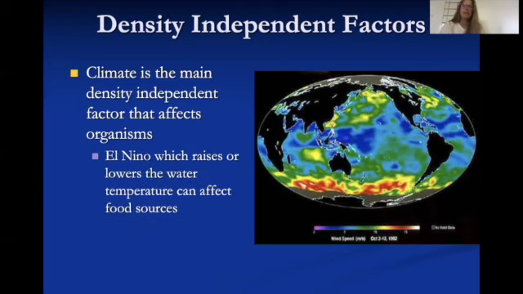When we talk about climate factors, El Nino, which we see here in Southern California, is a major effect. That's it, guys. That's your populations in a nutshell.